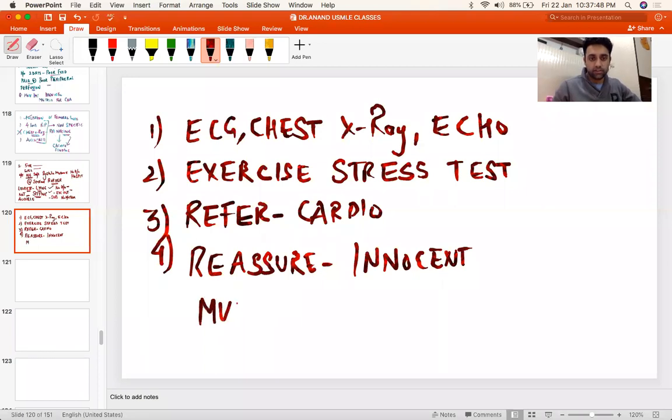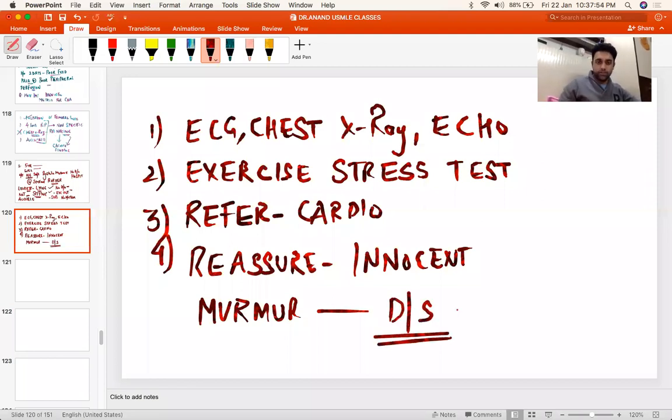Anyone? What do you think? A, B, C, D, what's your favorite number? Annapurna, what do you think? Any random guesses? What do you want to do in this patient? You want to do an ECG, chest X-ray, and echo, or a stress test, or refer the patient to a cardiologist, or you want to just reassure the patient that nothing is there, it's okay, it's an innocent murmur.